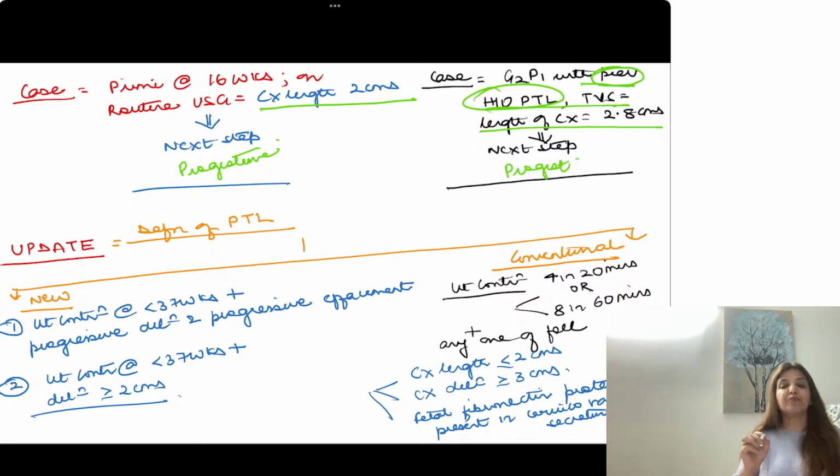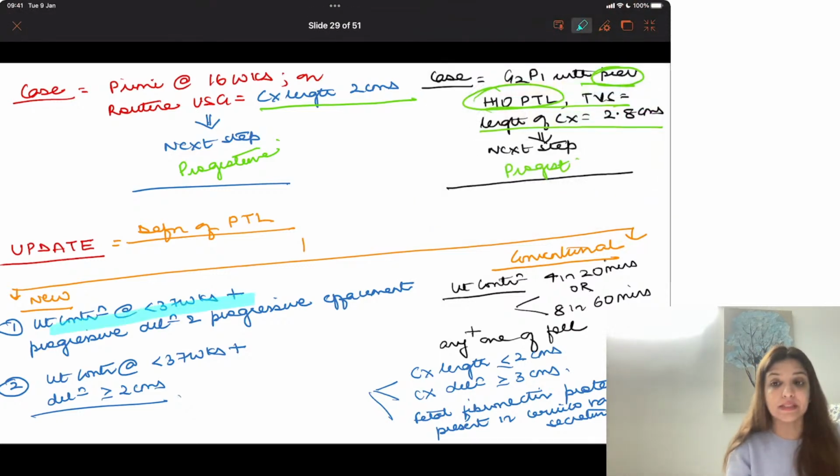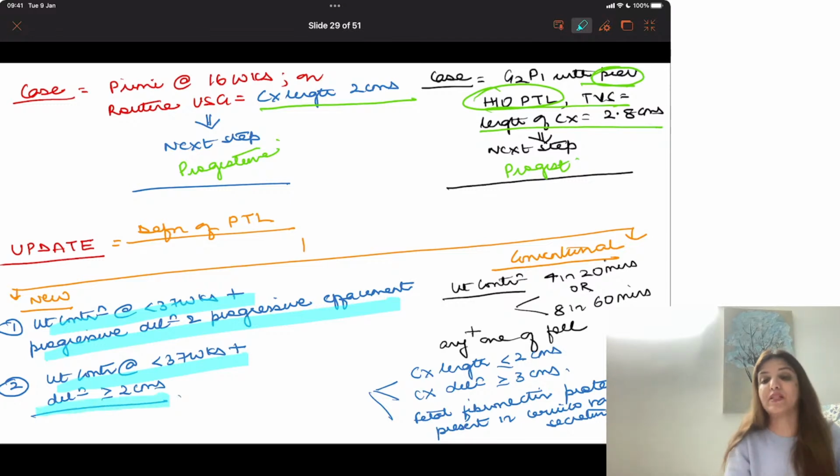Yes. Now another update related to preterm labor's definition. The new definition for preterm labor is if a female is having uterine contractions at less than 37 weeks plus progressive dilatation and progressive effacement, or if a pregnant female is having uterine contractions at less than 37 weeks plus the dilatation of the cervix at the time of presentation is more than or equal to 2 centimeters. Right? So this is the new definition for preterm labor, which says that if the dilatation is more than or equal to 2 centimeters at the time of initial presentation, or if there is progressive dilatation and progressive effacement along with uterine contractions, that is preterm labor.